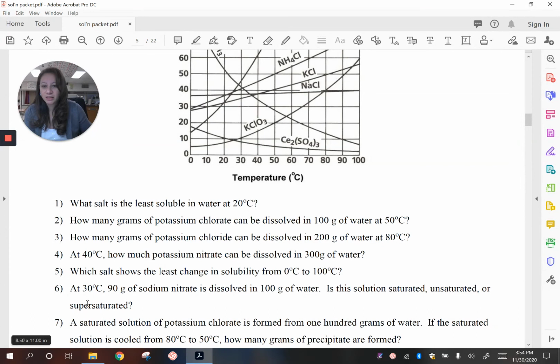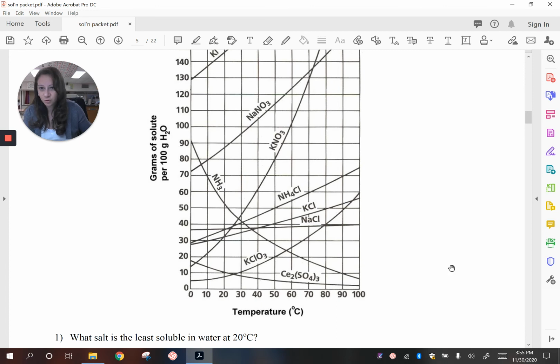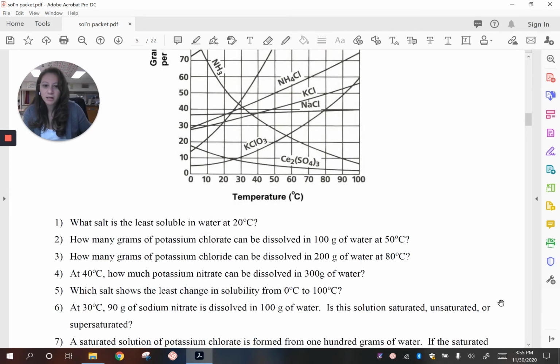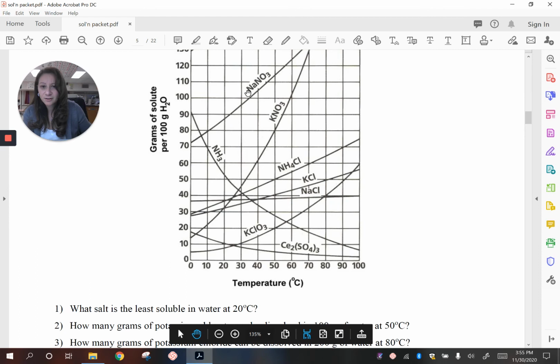Next one, number 6. At 30 Celsius, 90 grams of sodium nitrate is dissolved in 100 grams of water. Is the solution saturated, unsaturated, or supersaturated? So 30 Celsius, we're going to go to sodium nitrate. I can dissolve about 97 grams or so. We talked about this one already. They're telling us we have 90 grams dissolved. So if I can dissolve up to 97, but I only have 90 dissolved, that means it's unsaturated. It's not filled. I can put 7 more in there.